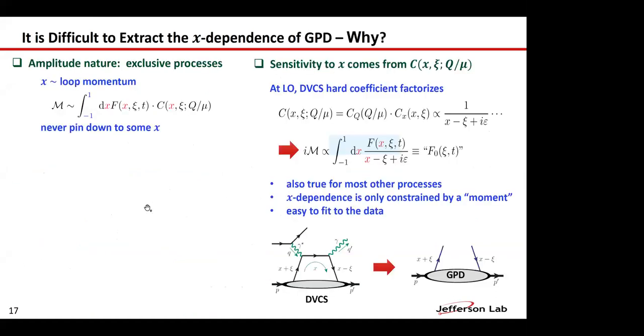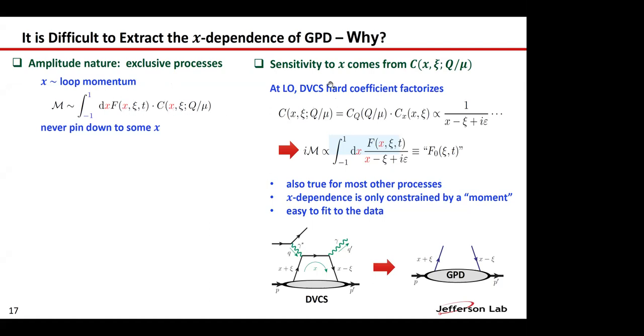So this is the main focus of my talk. The answer is very difficult for this type of process. Then the question is why? Remember the factorization at the amplitude level: it's a convolution over X of the GPD and the short distance hard part. Because at the amplitude level in the factorization for an exclusive process, X is the internal dummy variable, it's integrated over.